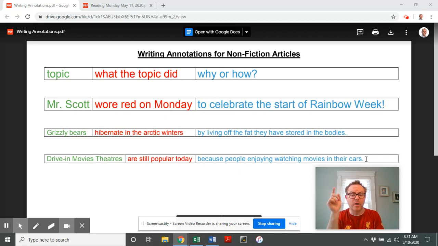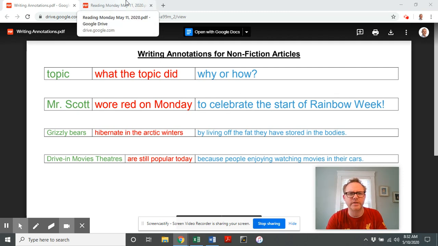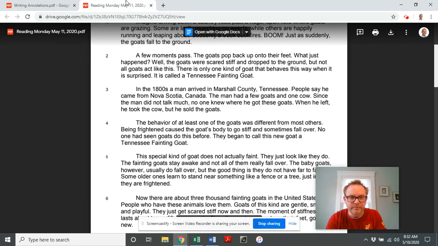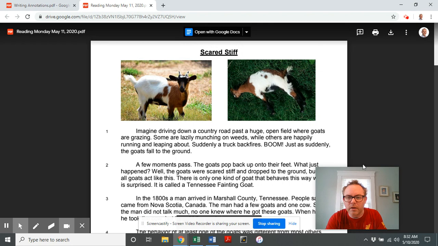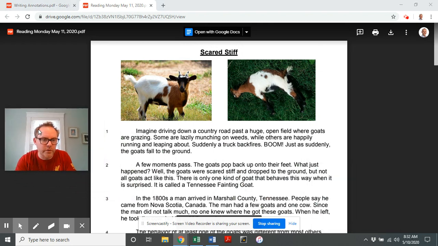I'm going to put this up onto the Seesaw page in this activity so you can look back at this today if you're having difficulty writing the annotations. But now, let's do this. Okay, here we go. This is the article that I found for today, my friends, and it's a kooky one. Let's check it out. I'll just move this over here.